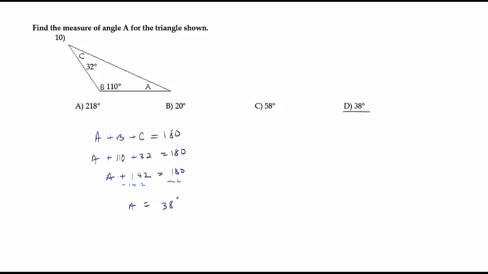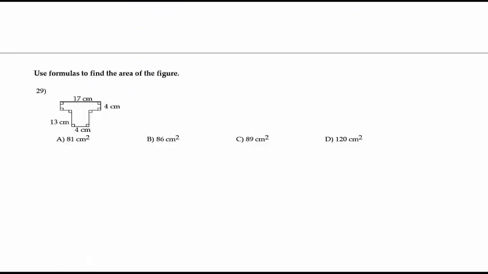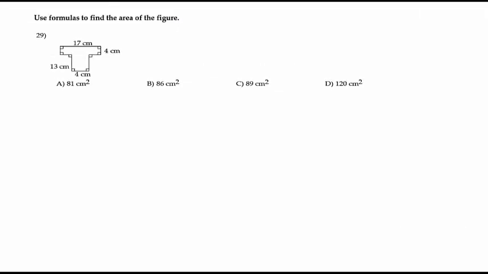Okay. The next one on our list is number 29. For number 29, we're asked to find the area of the figure below. This doesn't fit one of our regular shapes, like a square or a triangle or a trapezoid. So we're going to have to break it up into individual pieces.